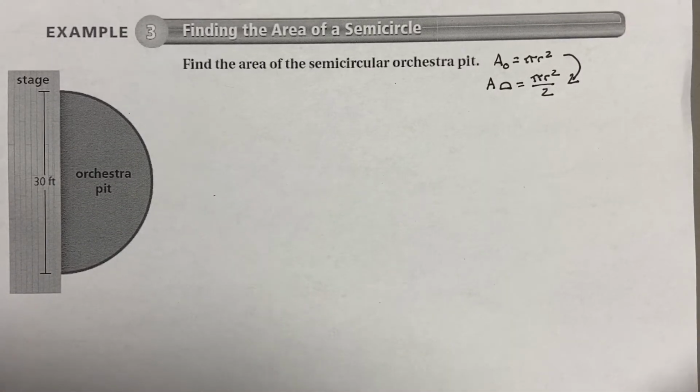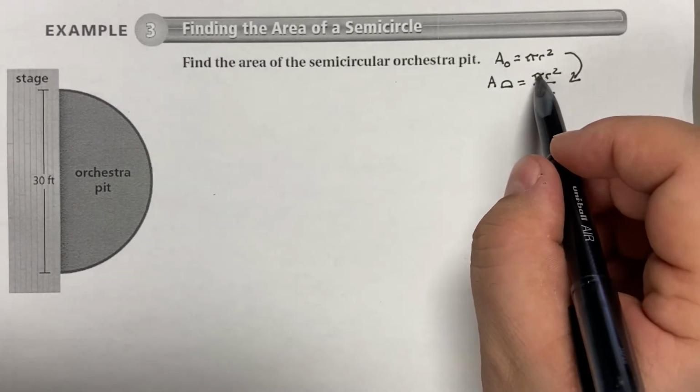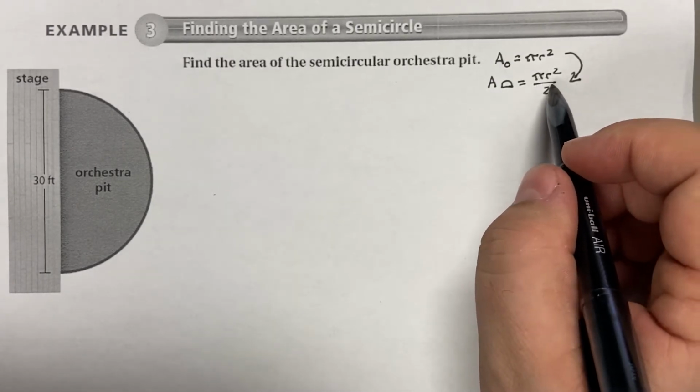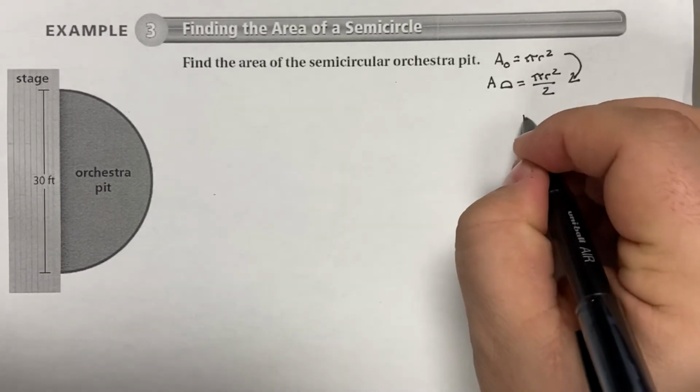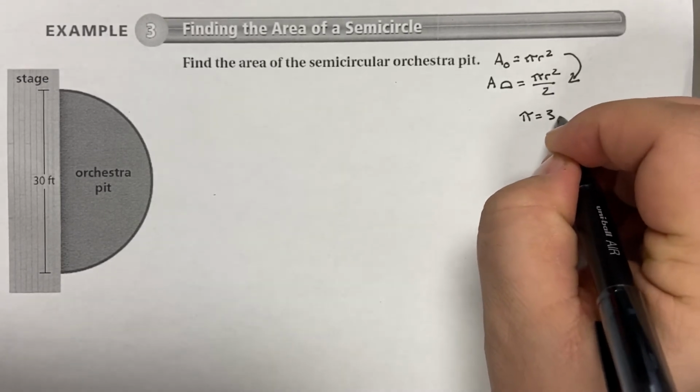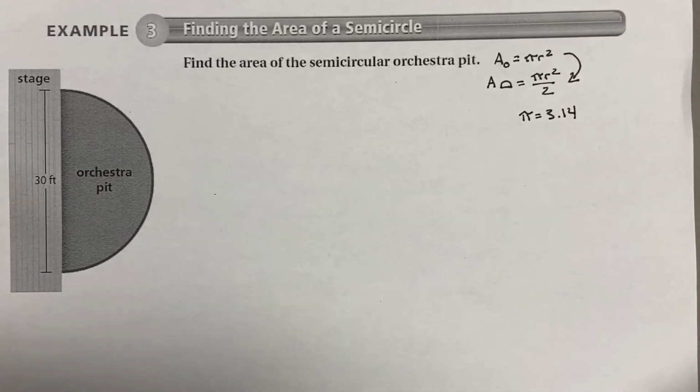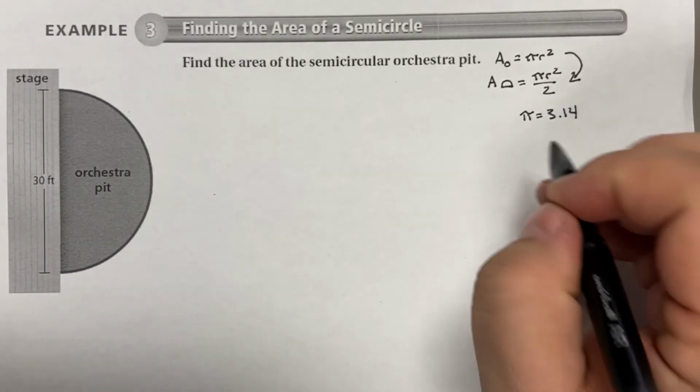So what do we need to know for this? Well, we've got to know the radius and we've got to know pi, and that's about it, because we're trying to find area. So what is pi? Again, pi is equal to 3.14. So I know pi, and the only thing I'm trying to figure out is the radius.